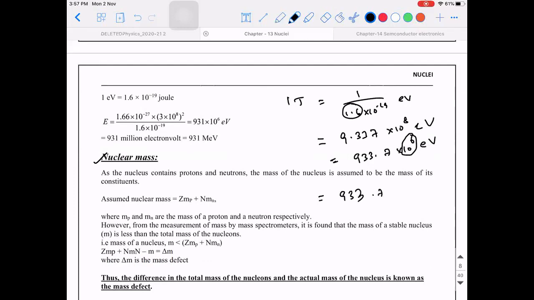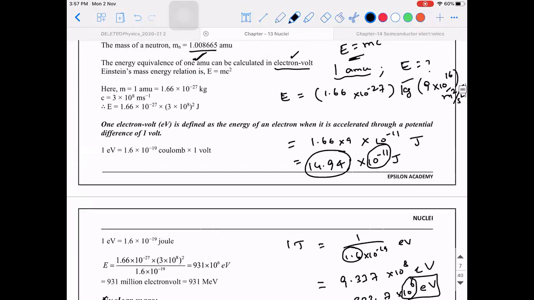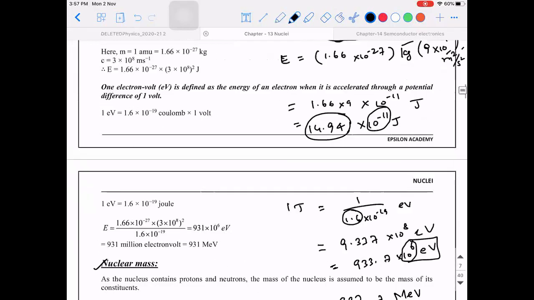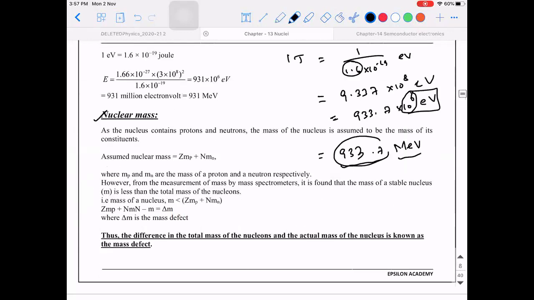933.7. This 10 power 6 electron volt, can I write it as MeV, where capital M represents mega or million. So 933.7 million electron volt or mega electron volt means 1 AMU of a nuclei has an energy equivalent of 933.7 mega electron volt. So going forward, wherever you see 1 AMU, you can exactly replace it with 933.7 mega electron volt. Okay. But in books, what they give is 931 mega electron volt.